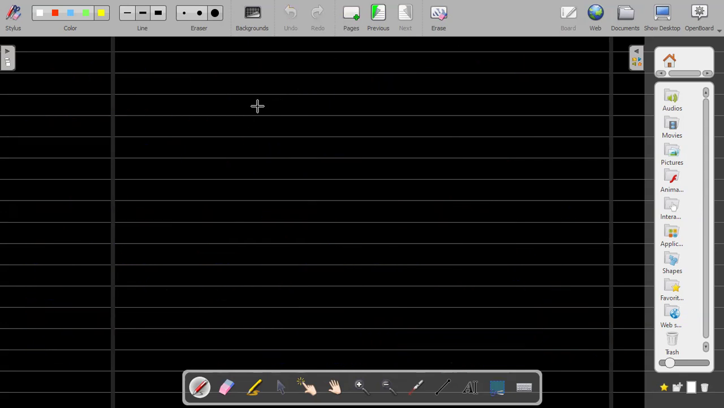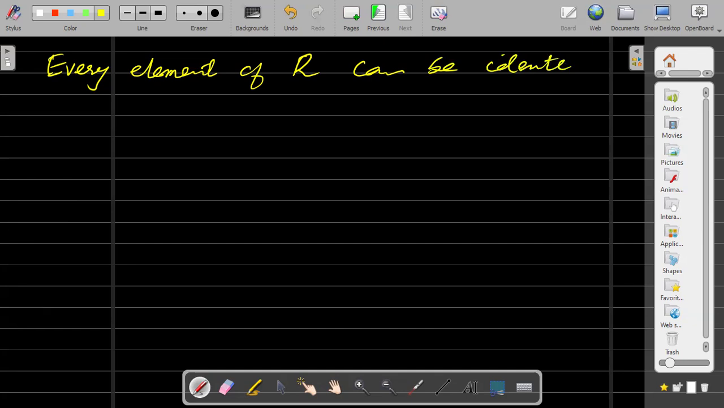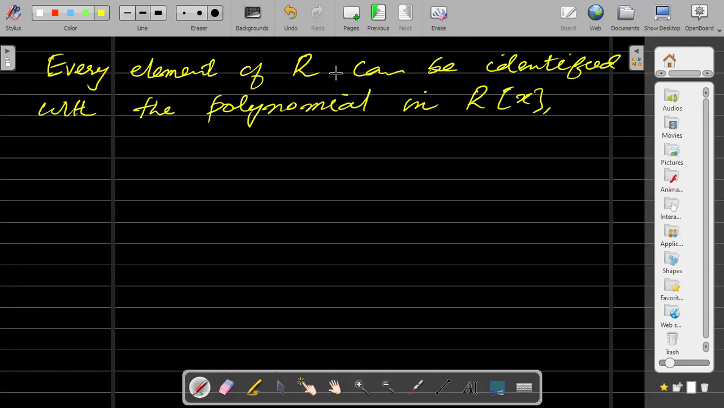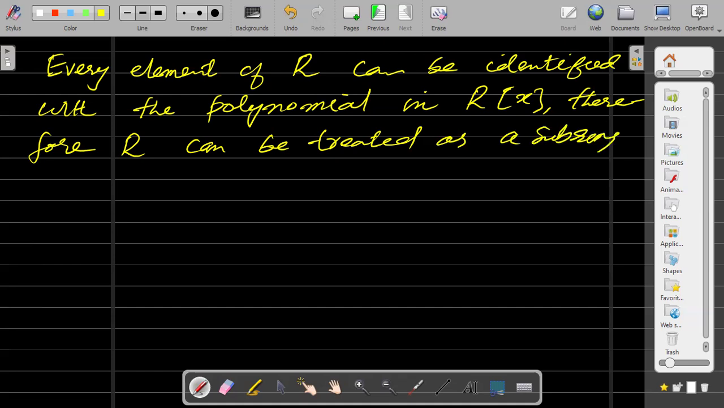Now, next, every element of R can be treated as a constant polynomial, can be identified with the constant polynomial in R[x]. Therefore, R can be treated as a subring of R[x].